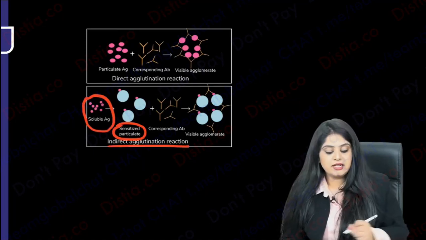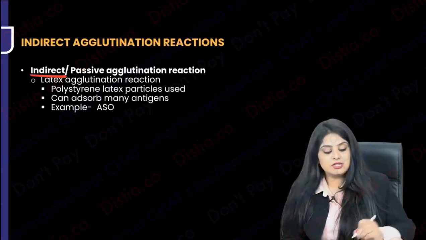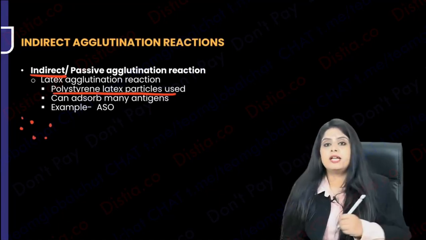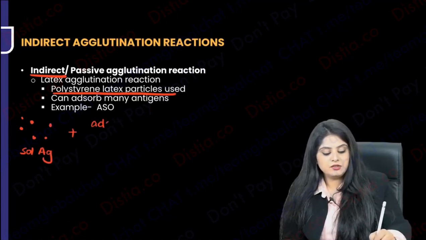So this is an indirect agglutination test. How do I make it particulate? For an indirect agglutination test, I will have to make that antigen, which was a soluble antigen, particulate. If it is a soluble antigen, I will have to basically adsorb it on either a red blood cell or I can even use latex particles.